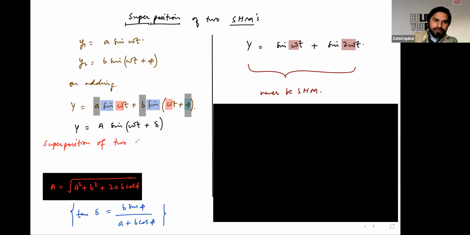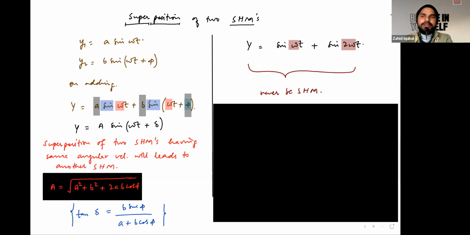Superposition of two SHMs having same angular velocity will lead to another SHM with change in amplitude and phase. But superposition of two SHMs having different frequency will never be an SHM.